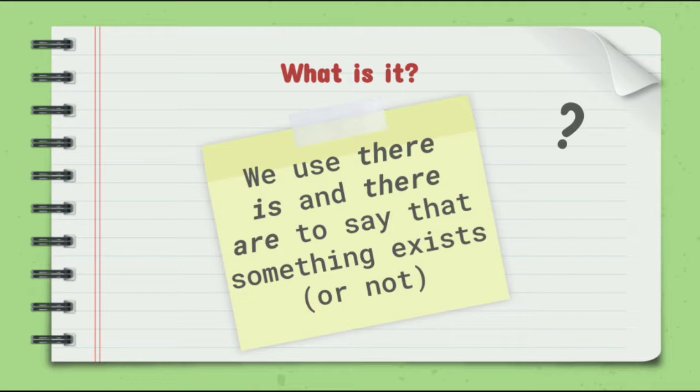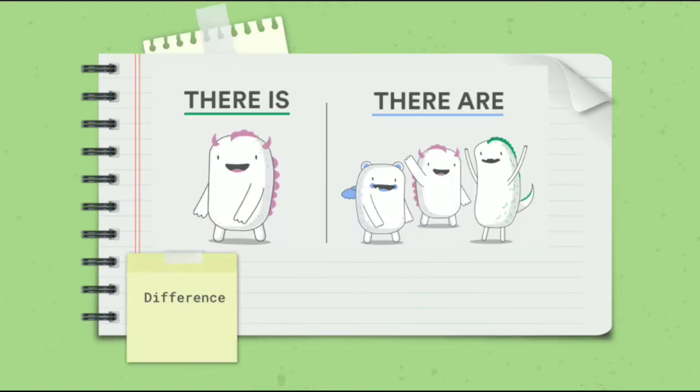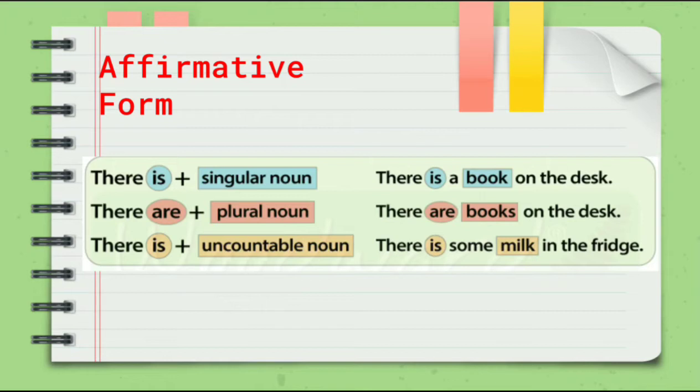Both there is and there are are used to say that something exists or not. They actually mean the same, but the main difference is that there is is used for singular form and there are is for plurals. Into the structures or forms for there is and there are, we have three for the affirmative form.